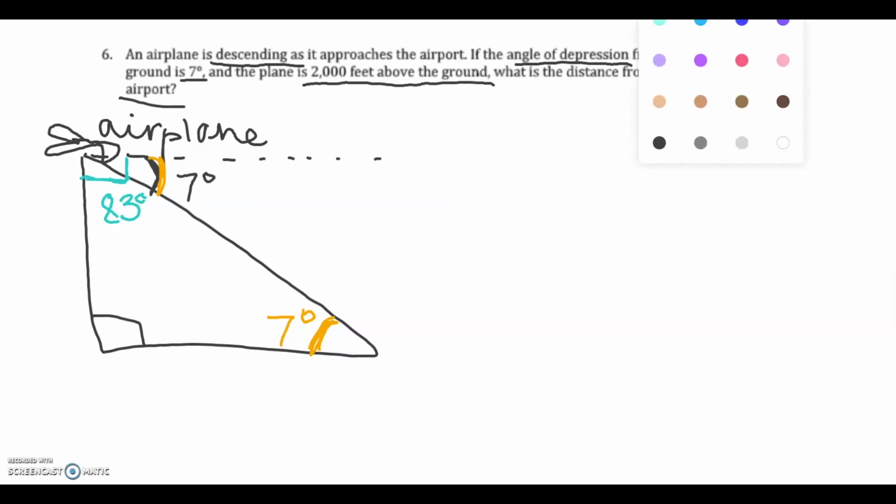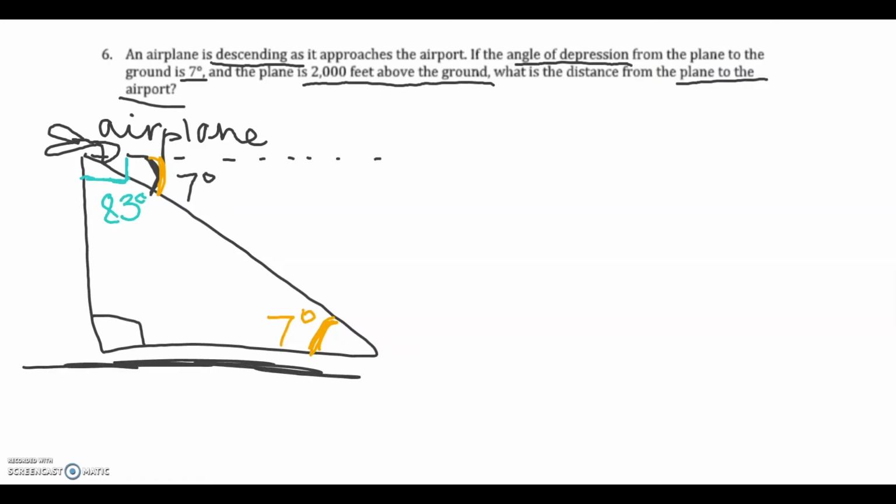So either way, the next part of the question says that the plane is 2,000 feet above the ground. So here's the ground, the airplane is 2,000 feet above. So that's our measurement of one of the legs here. And then our airport is to the right. So here's our airport.